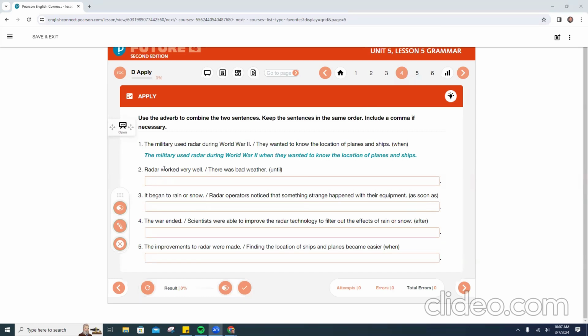So number 2, radar worked very well. There was bad weather. Okay. So go ahead and complete your sentences and then press pause to the video. And once you are done, press play to check your answers. One thing to remember, you want to make sure what is the action that happened first. You want to identify the action that happened first. That would go over here, and then you would use the adverb time.